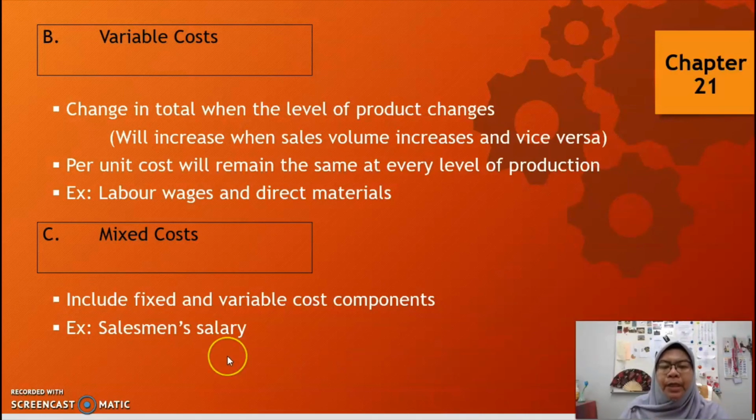But if they don't sell anything during that month, their commission will be 0. If they sell some units of cars for that month, their commission will increase. So the commission is the variable cost component. The basic salary of the salesman just now is the fixed component. So that is the meaning of mixed cost.